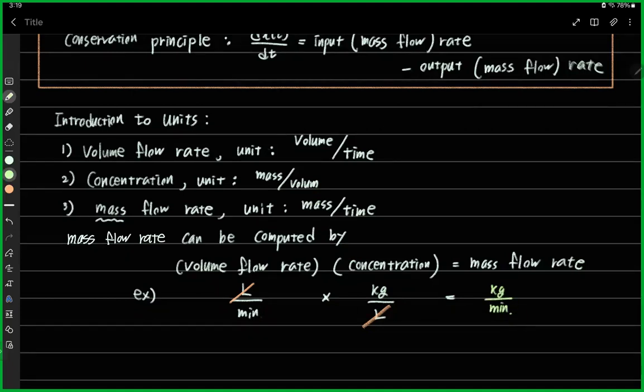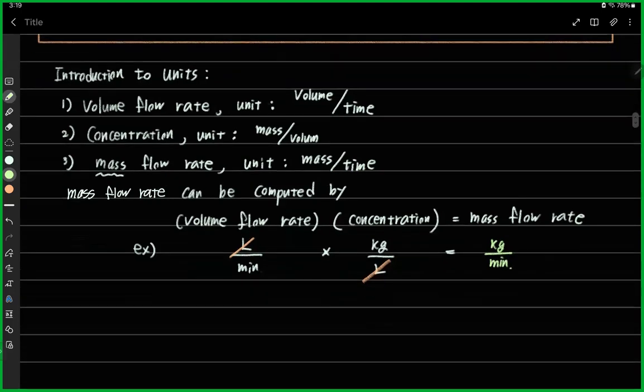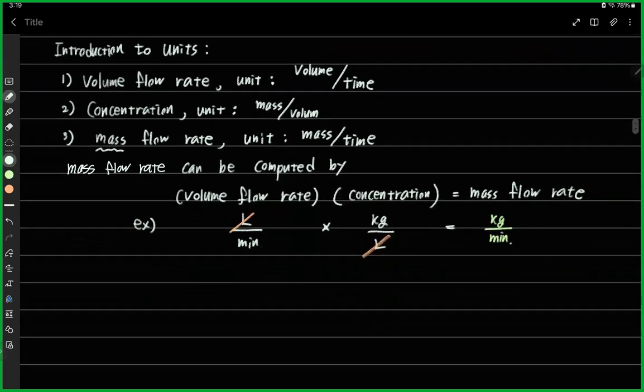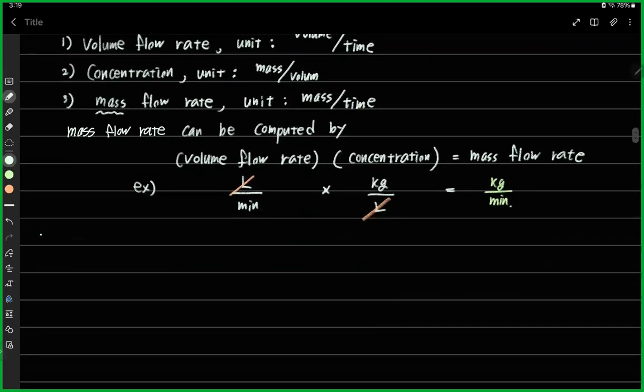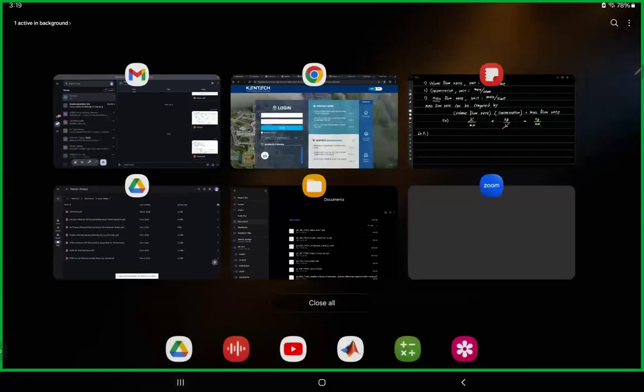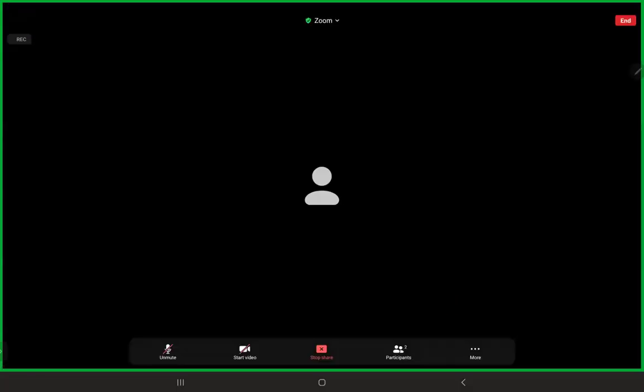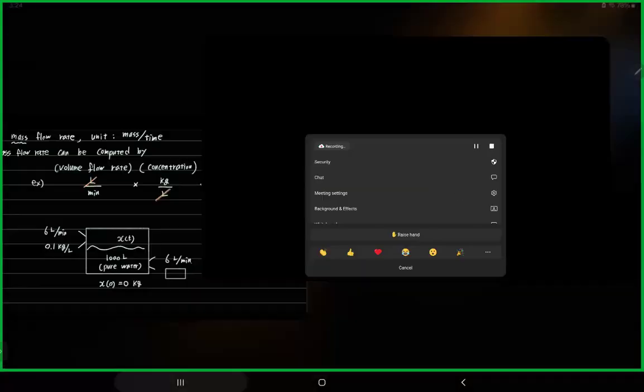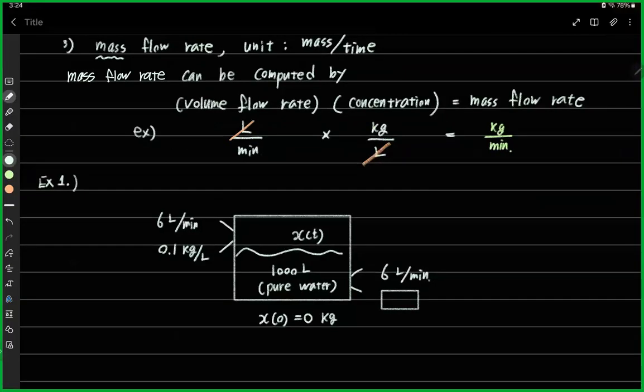What's the unit of mass flow rate? Mass over time. You see, we got mass over time, kilogram over minute. That's true. Normally we use liter for volume, minute for time, and kilogram for mass, but not always. So let's see an example. This is example one in the textbook.